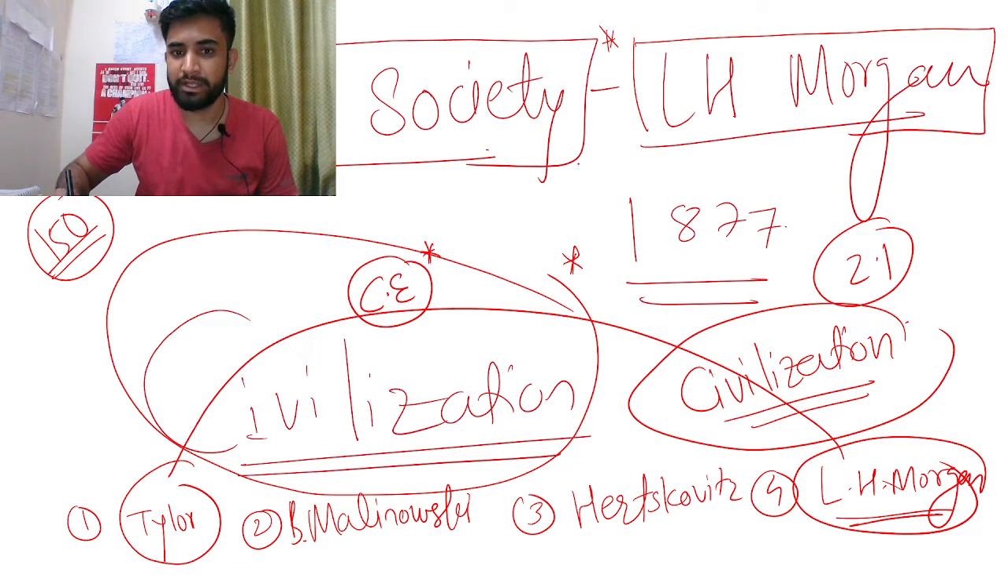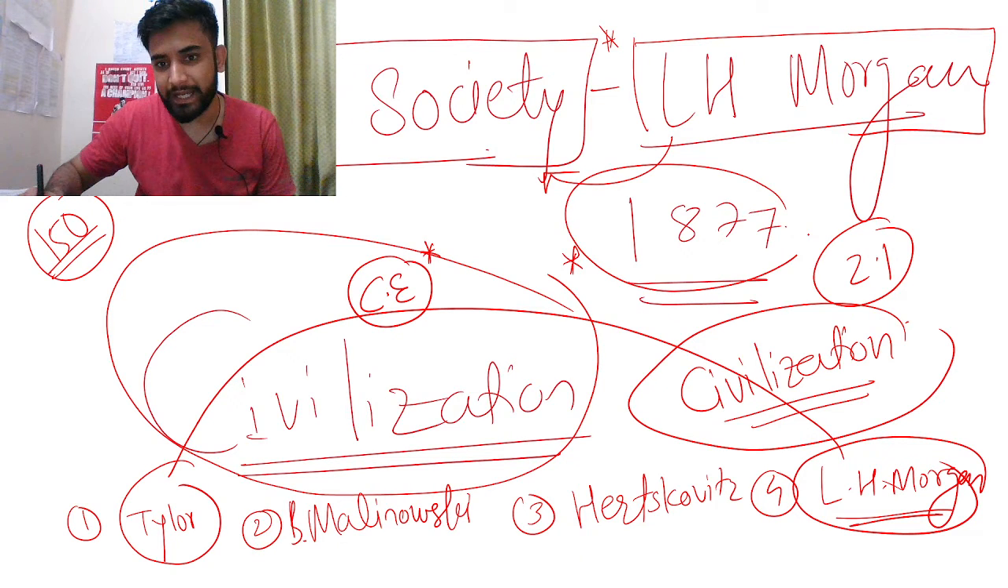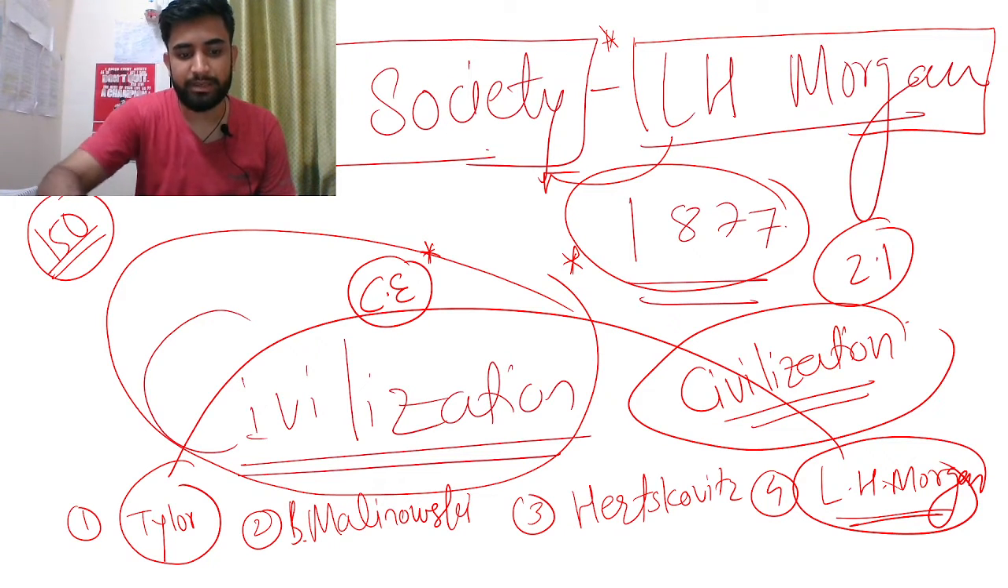So L.H. Morgan wrote a book and published it in the year 1877, and the name of the book was Ancient Society. In this book, Ancient Society, he basically discussed civilization. Now what I mean by civilization is a simple part that we are going to discuss.